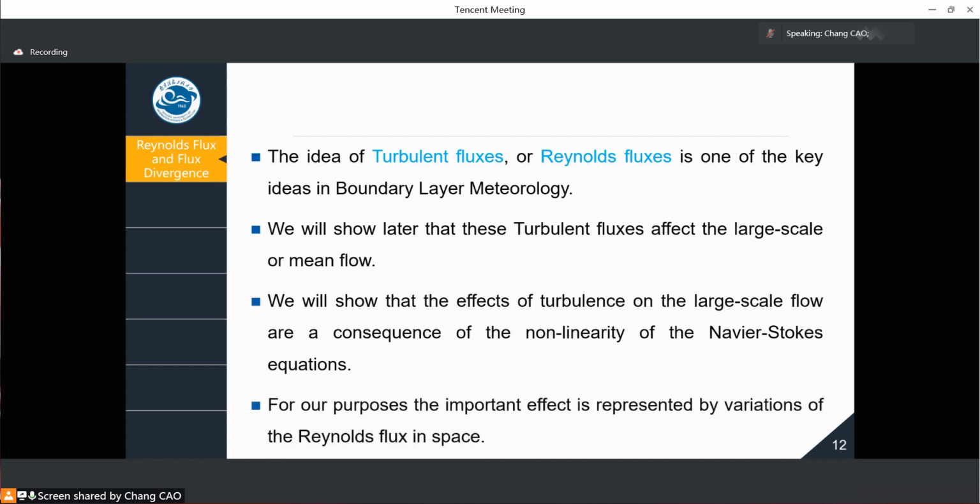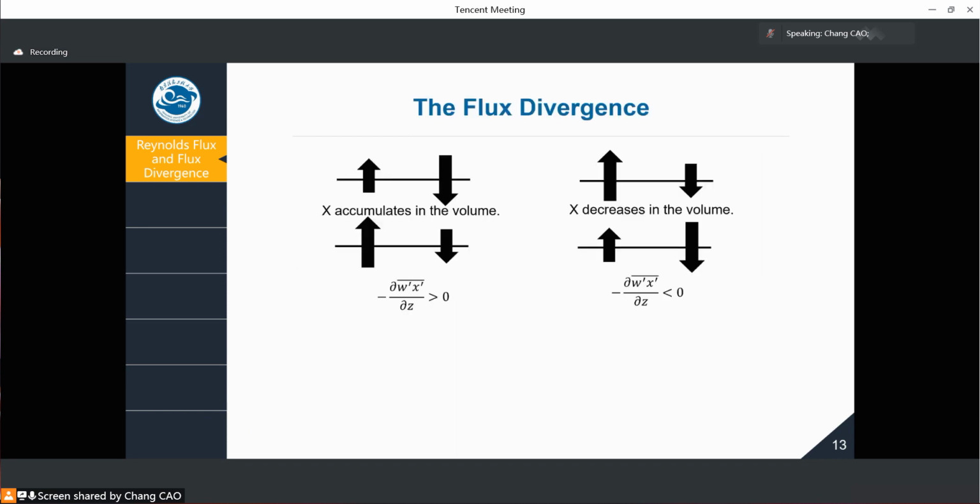And finally, for our purposes, the important effect is represented by variations of the Reynolds flux in space. It does not affect the large-scale flow if the Reynolds flux is uniform in space. Okay, so since we already learned about Reynolds flux and the relationship between Reynolds flux and gradient, the next very important term is flux divergence.